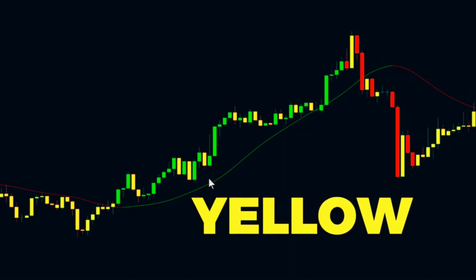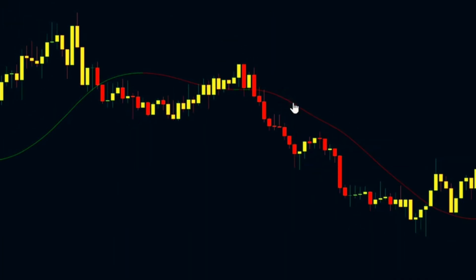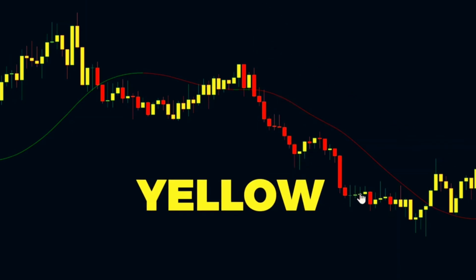Yellow bars indicate weakening bullish momentum. Conversely, a red trend ribbon signifies a bearish trend, and red candles indicate a strong bearish trend. Yellow bars here indicate weakening bearish momentum.